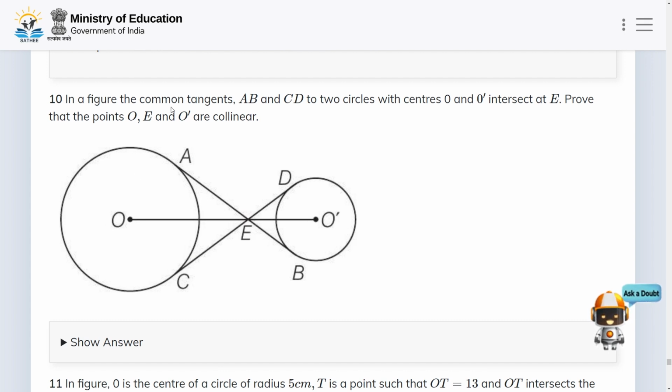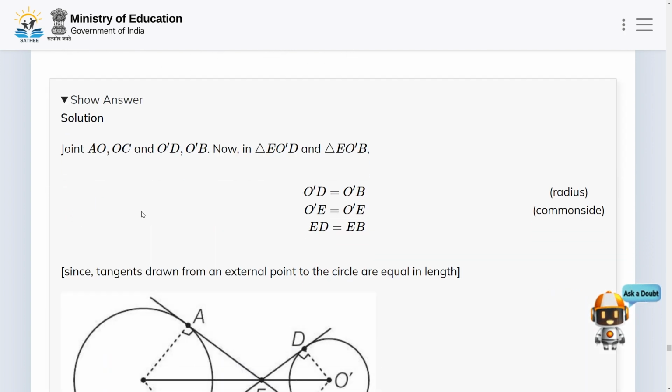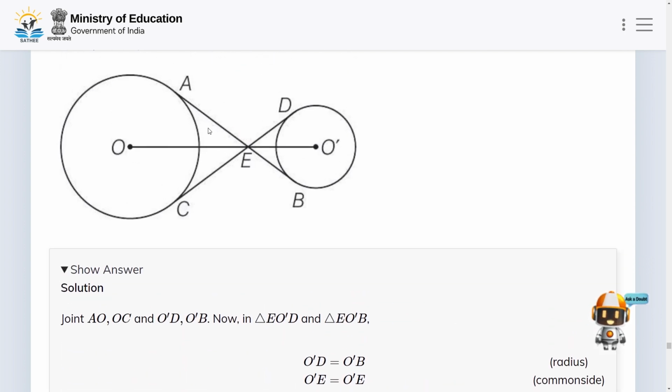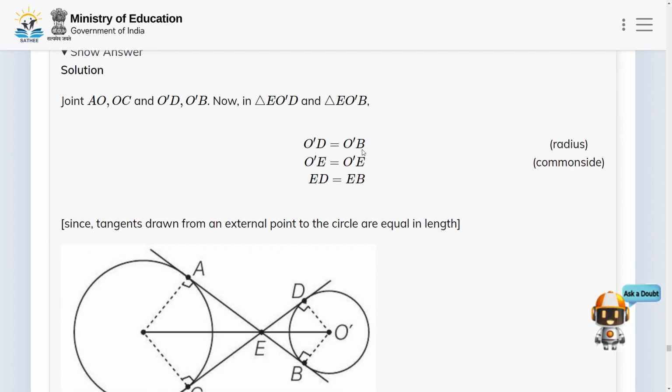In the figure, the common tangents AB and CD of two circles with centers O and O' intersect at point E. Prove that the points O, E, O' are collinear. Okay, so we need to prove O, E, O' are collinear. So here join AO, OC, O'D and O'B. Now in triangles EO'D and EO'B, here O'D is equal to O'B, radius. O'E is equal to O'E, common side.